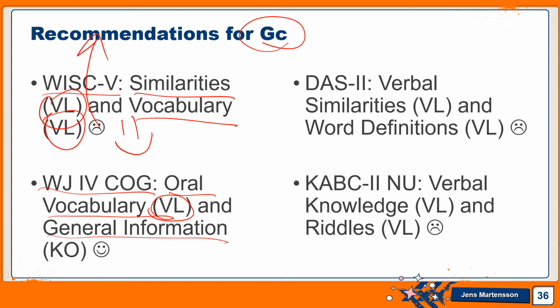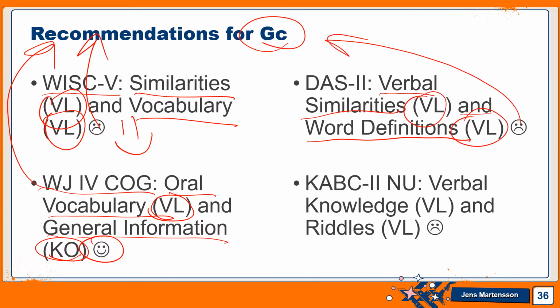The WJ-COG oral vocabulary, which is that very first test you gave, antonyms and synonyms, and then general information, you know, what do you do with a thing, or where would you usually find a something, is general knowledge. That's a happy face. So it does meet the recommendations. The DOS2 has verbal similarities and word definitions, and they're both lexical knowledge. The DOS2 does not have an information test, a knowledge test. The KBC has verbal knowledge and riddles, and they're both lexical knowledge. So again, it does not meet the recommendation. So really, the WJ gives you two tests and you meet the recommendations. The WISC, you would have to give a third test called information in order to get your composite.